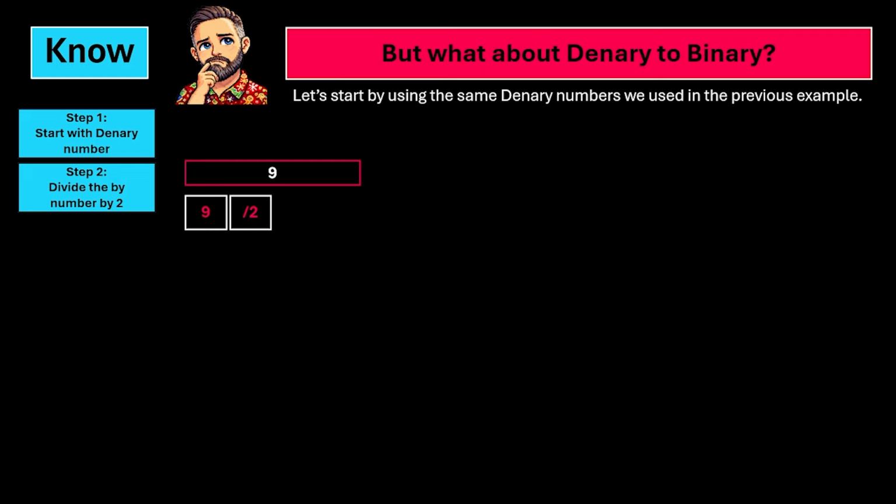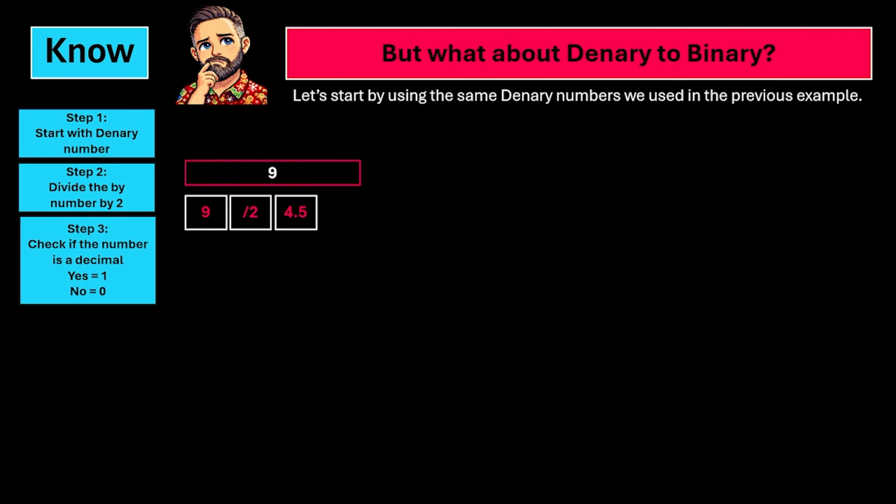So we're going to start with a denary number of 9, and all we have to do is divide that number by 2. When we divide it by 2, we then have to ask the simple question, does this answer have a decimal or not? If the answer is yes, we give it a 1. If the answer is no, we simply give it a 0. So 9 divided by 2 is 4.5. Does it have a decimal number? Yes. So we put a value of 1.